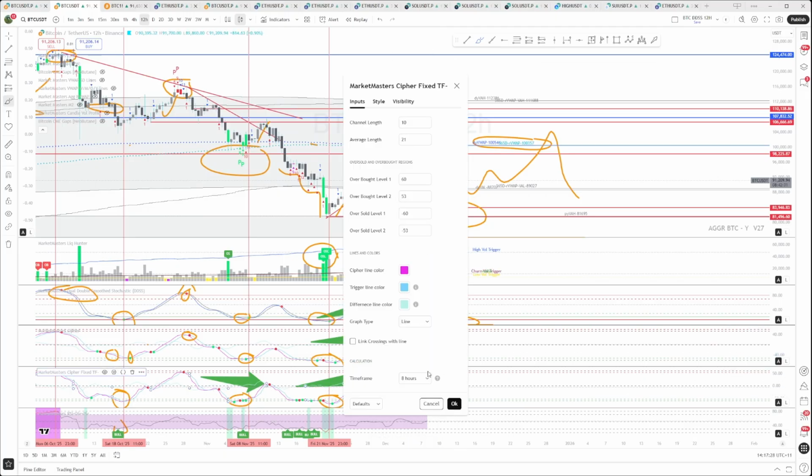And I also use the 8-hour in the cipher as well. So this is the cipher fixed time frame. So I like to keep multiple things on the go in this. If you've got enough real estate in your screen size, then it is good to have a few different things on there, and you can just quickly see what's going on.